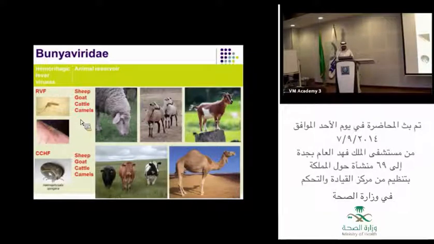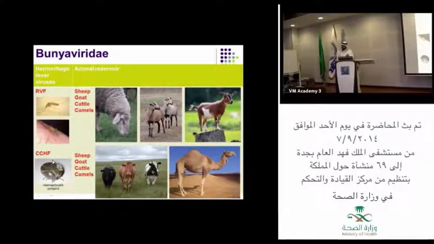How about Bunyaviridae? The reservoir in Bunyaviridae, in Rift Valley Fever, is sheep, goat, cattle, and camels as well. So livestock animals. These are the reservoirs for the Bunyaviridae, be it Rift Valley Fever, as well as Crimean-Congo hemorrhagic fever. And as you know, Rift Valley Fever is transmitted by two modes of transmission. Direct contact with these animals or mosquito bites. Okay? And any species of mosquitoes can do this, even Culex. Whereas the Crimean-Congo hemorrhagic fever is transmitted by two things.